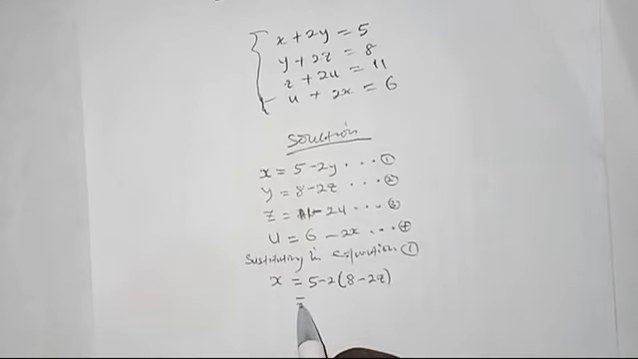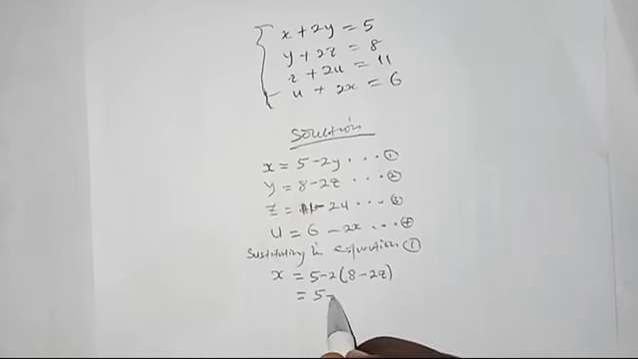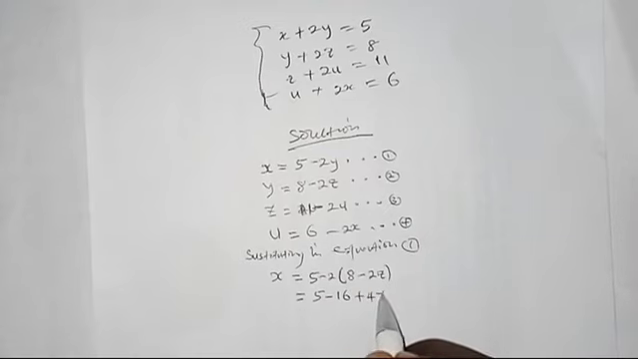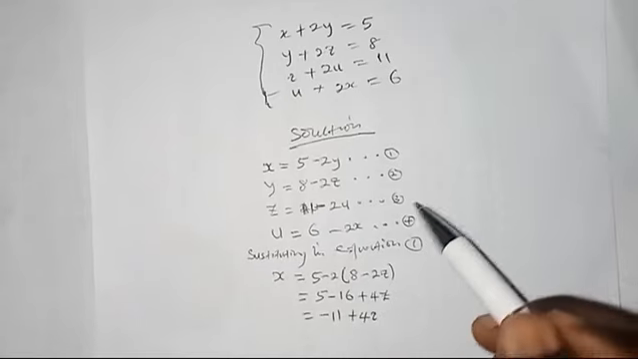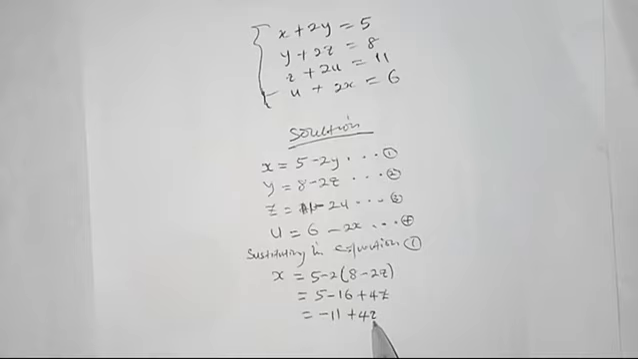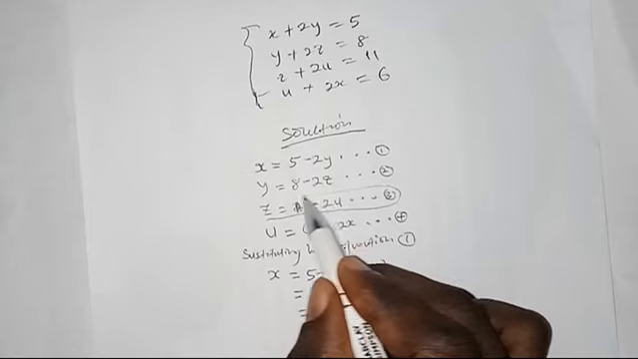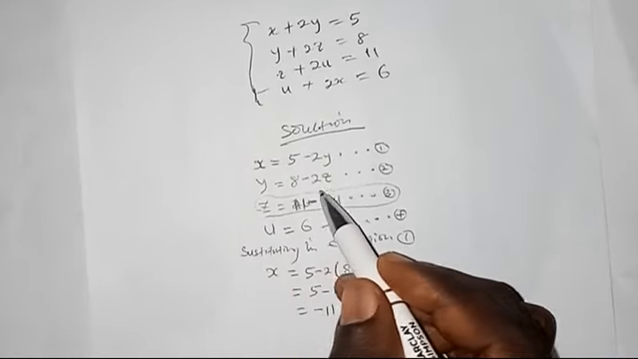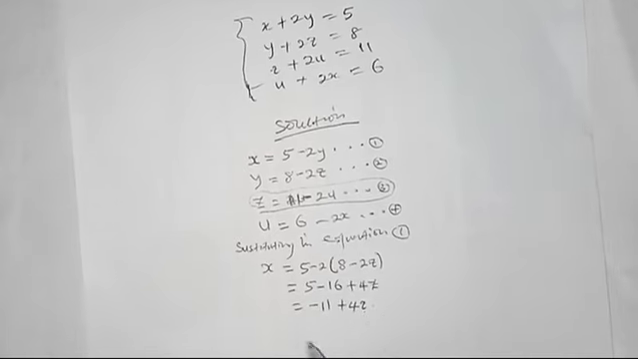And if we expand and simplify this, what we are going to have is 5 minus, opening the bracket, 16 plus 4z. Okay, and simplifying this further, this is now minus 11 plus 4z. But if you look at these equations here, we actually have an expression for z, which is our equation number 3. So we are just going to go ahead and substitute for z in this new equation that we've got right here.